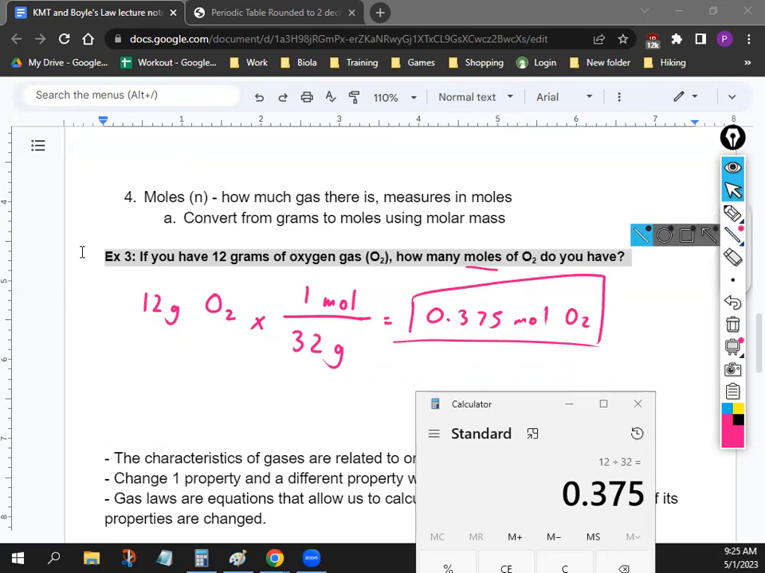Alrighty, guys. Any questions on the properties of gases?